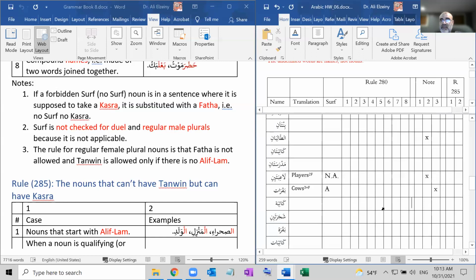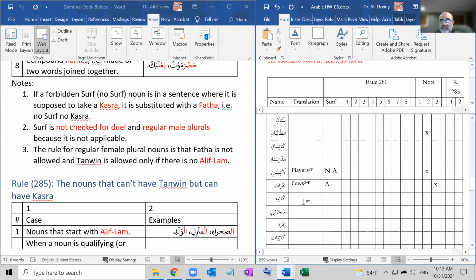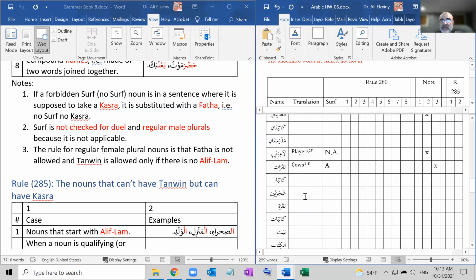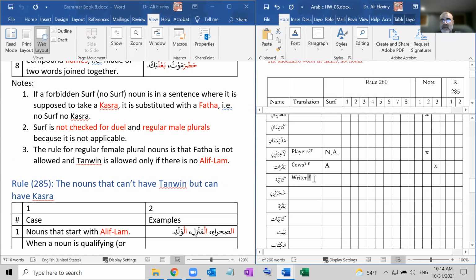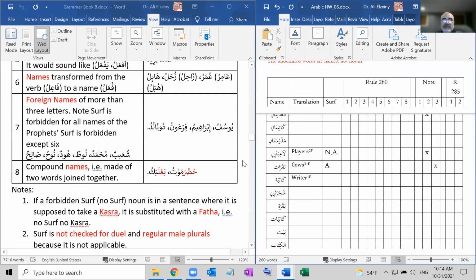Okay. Katiba is writer. Using Google Translation and table rule 250, you determine it's writer. Okay. And it ends with ta marbuta, it's 1F. Ends with ta marbuta, which is the female ta, is 1F. Okay. So it's a noun.